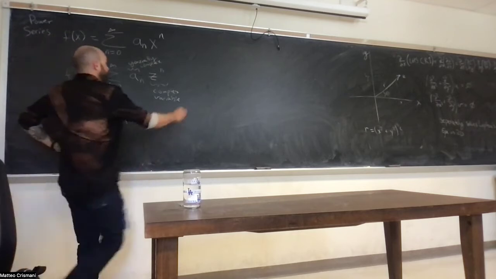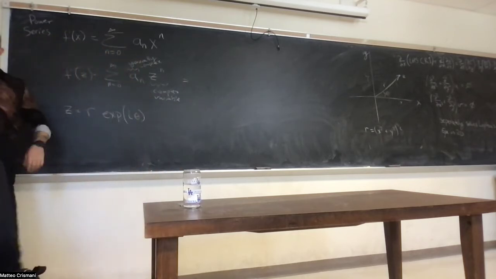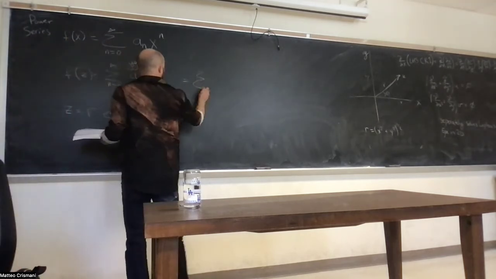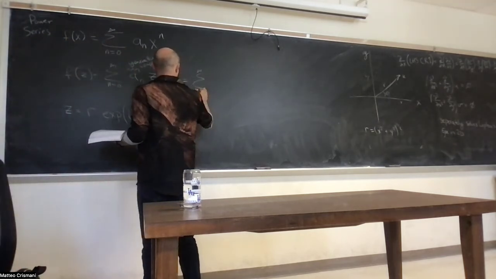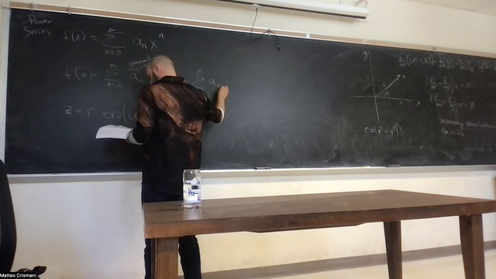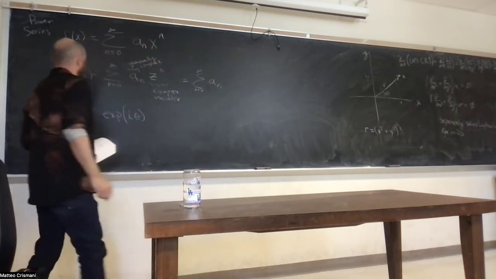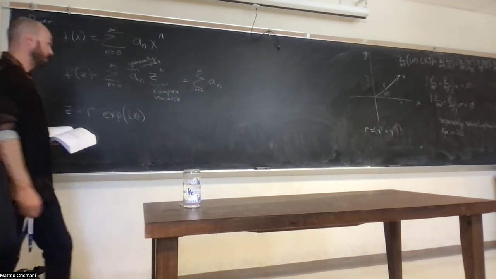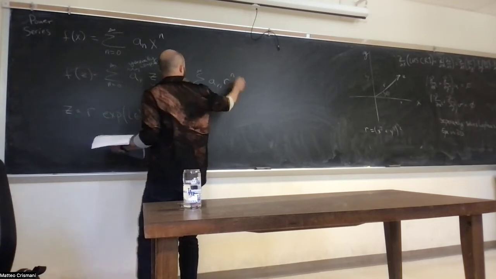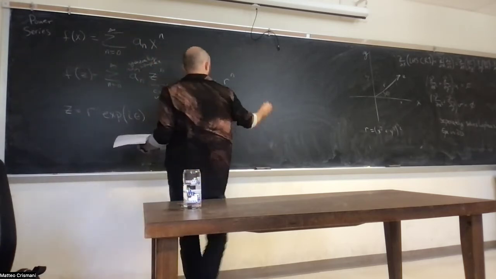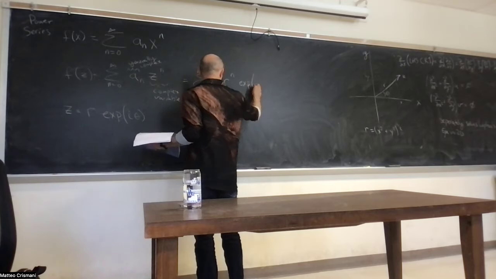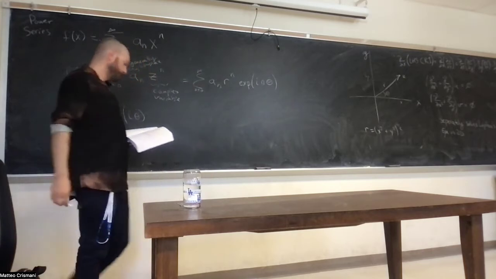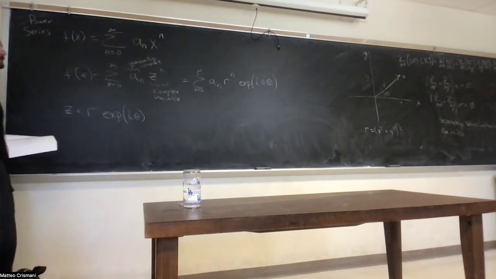So let's rewrite this. The sum doesn't change. A sub n doesn't change. What do we get next? Probably r to the n. Very good. Then e to the i n theta. I'm gonna write the exponential, and you'll see why in a little bit. Very good. Okay. Does this series converge?